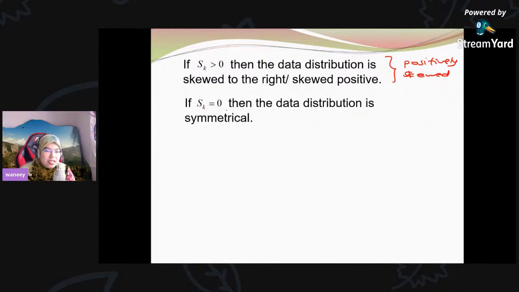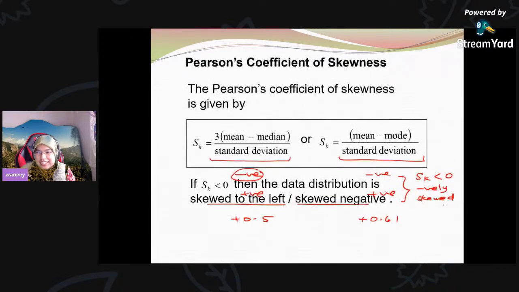If SK is equal to 0, then the data distribution is symmetrical. So the mean is equal to the median and that is also equal to the mode. SK less than 0 is negatively skewed.